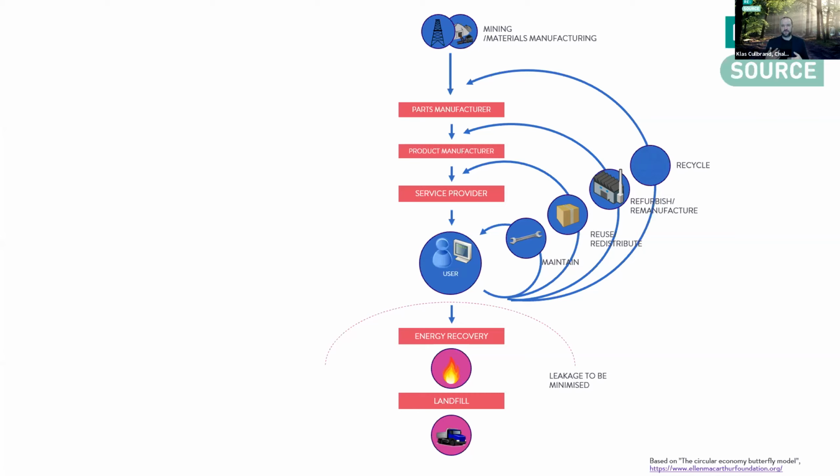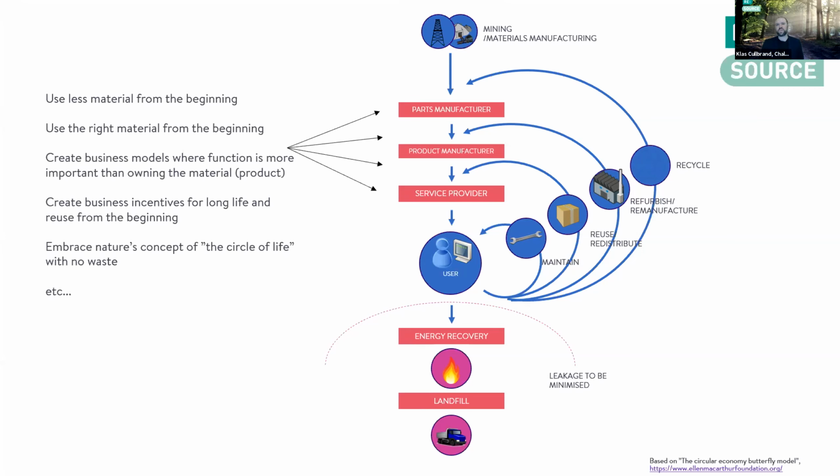But if we look at this simplistic view of the circular economy, it's easy to just think that, okay, we can just continue to consume as we have always done, and these magic arrows, these reverse cycles, will just solve it for us. But that's not the case. What we need to do is really rethink how we do things from the very beginning. So instead of putting all these materials into this cycle, we need to reduce the amount of materials that we put in from the very beginning. So we need to use less materials. We need to use the right materials. We need to already here create the correct business models where we, for example, prioritize function as opposed to owning the material.